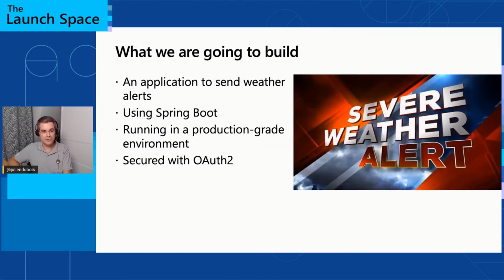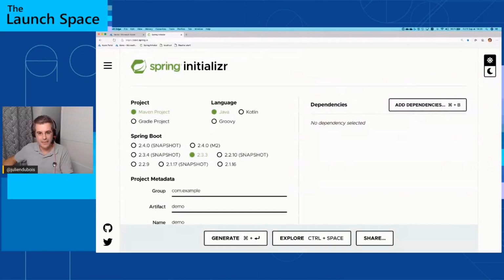What we're going to build today is an app to alert people when there is a weather issue, because we're in 2020, so it's useful now. That app will use, of course, Spring Boot, and is going to be deployed in a production-grade environment, Azure Spring Cloud, and it will be secured with AuthN, which is the usual standard to secure applications, and it will be done with Azure Active Directory. So let me get started.